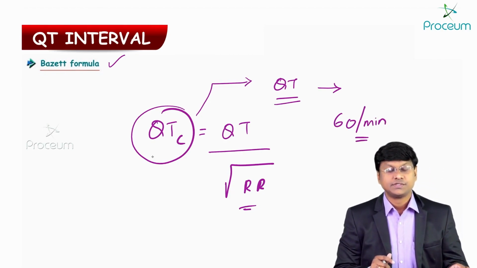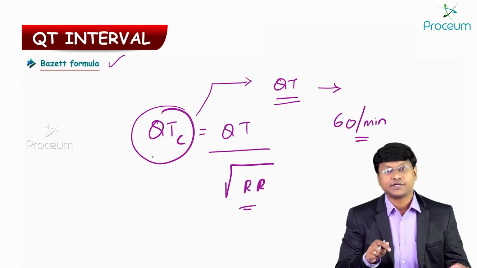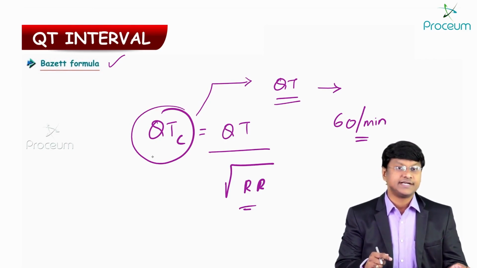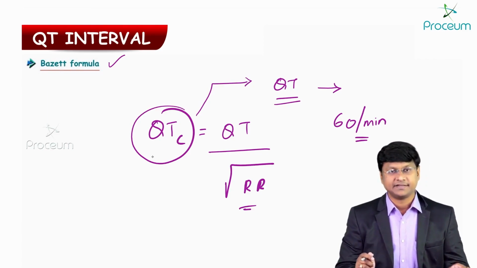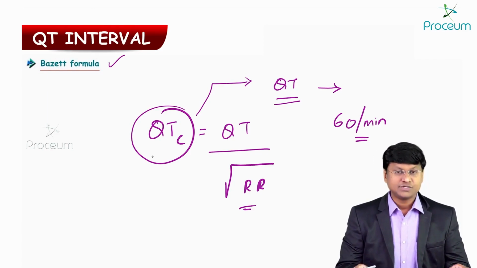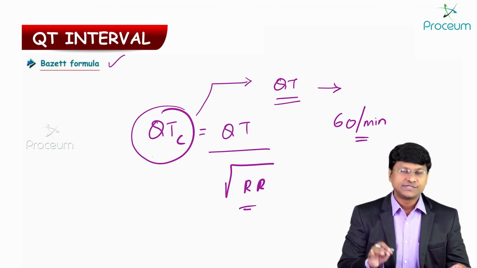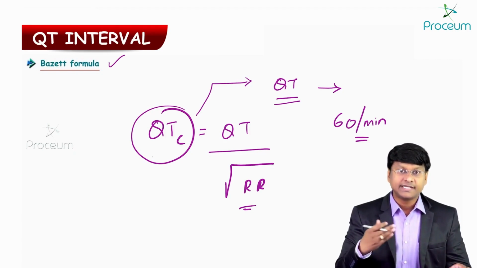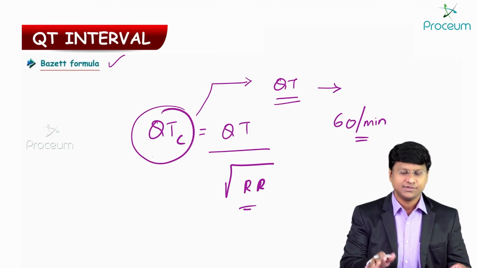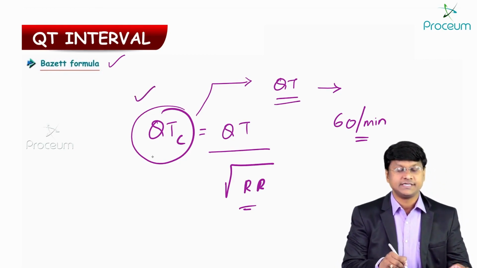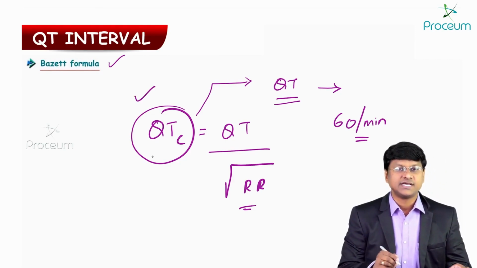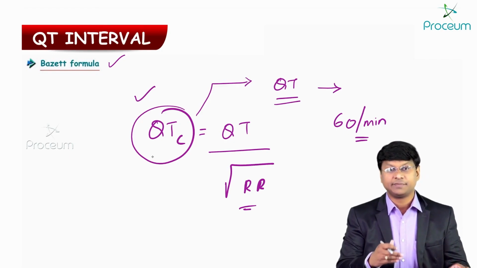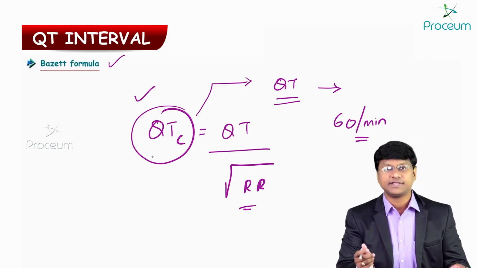Now what is its use? This allows the comparison of the QT values over time at different heart rates and improves the detection of patients at risk of arrhythmias. So the purpose of this corrected QT interval is to see that if the individual is having either bradycardia or tachycardia, in such clinical scenarios you need to measure the QTC, that is the corrected QT interval. So this allows comparison of the QT values over time at different heart rates and improves the detection of patients at increased risk of arrhythmias.